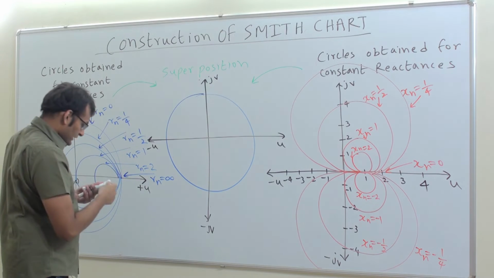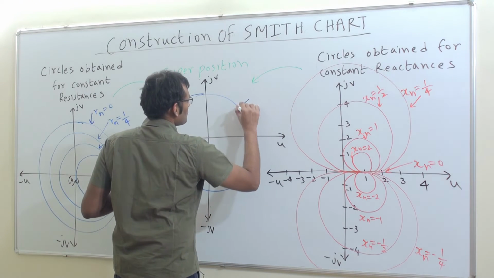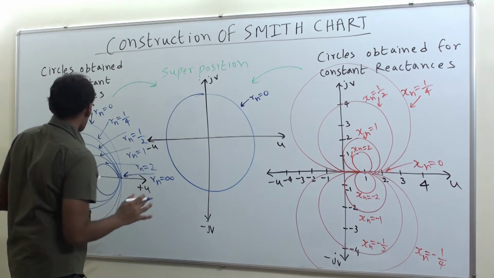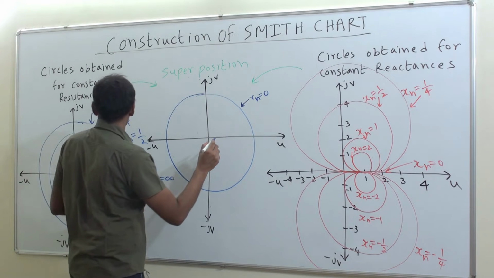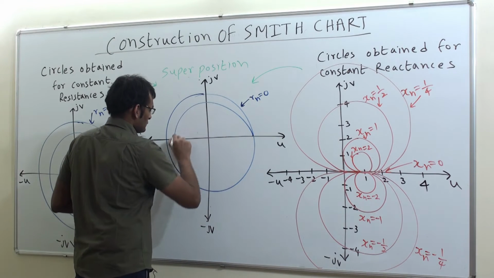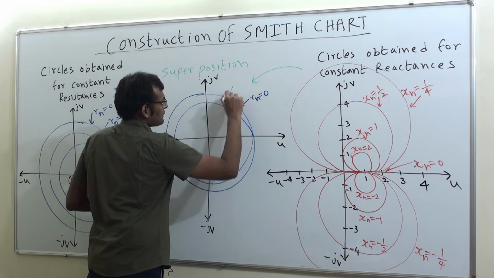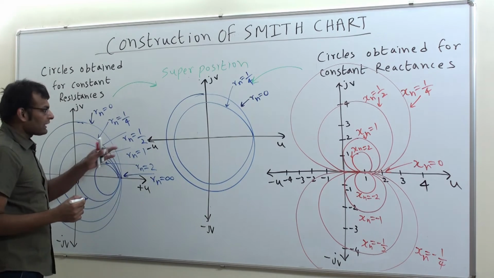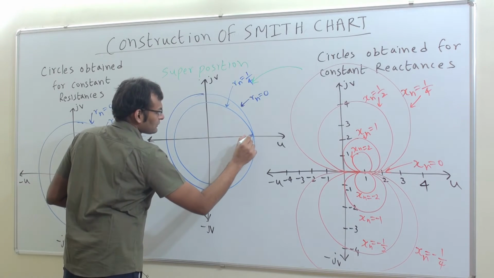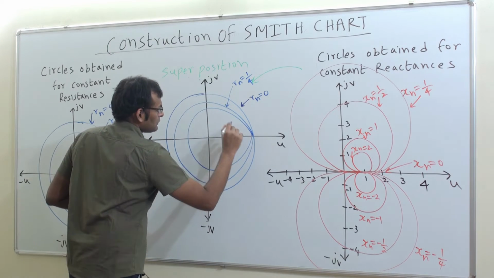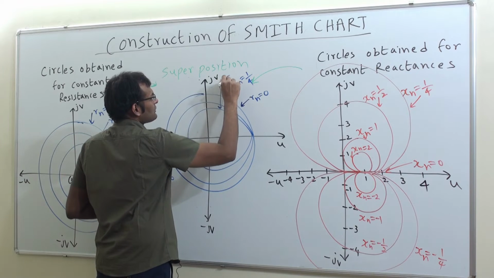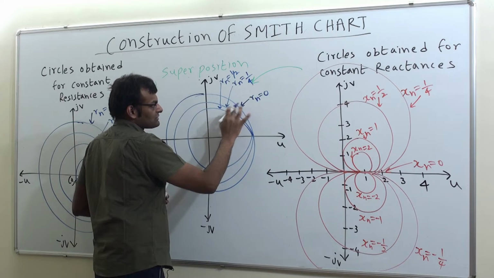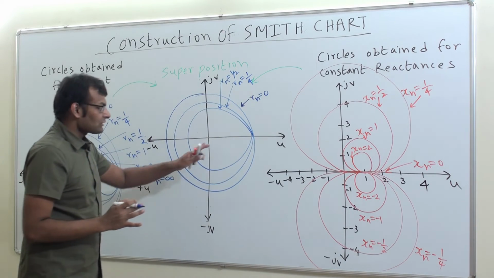The blue color indicates Rn is equal to 0. So this is the first circle I have got. Now for Rn is equal to 1 by 4, let's do it. This is Rn is equal to 1 by 4. Now when I take Rn is equal to 1 by 2, how does the circle look? This is Rn is equal to 1 by 2. When Rn is equal to 1 by 2, I get this circle. When Rn is equal to 1 by 4, I get this circle. When Rn is equal to 0, I get the bigger circle of radius 1.